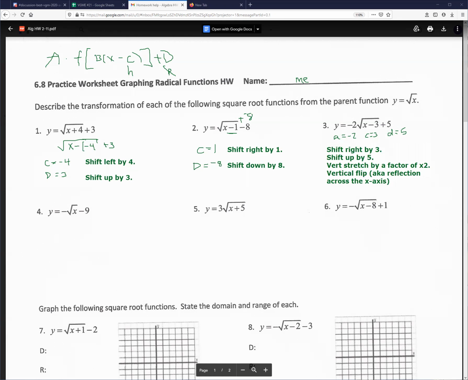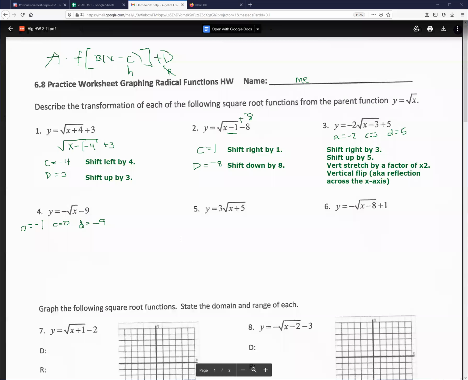So that's my answer for 3. How do we do 4? Well, same sort of deal. Our C isn't there, it's 0, right? It's C equals 0 if you really want to write that. We don't. D is plus -9, so -9 here. And then A, the multiply outside is -1. We're saying times negative to make this negative out here.